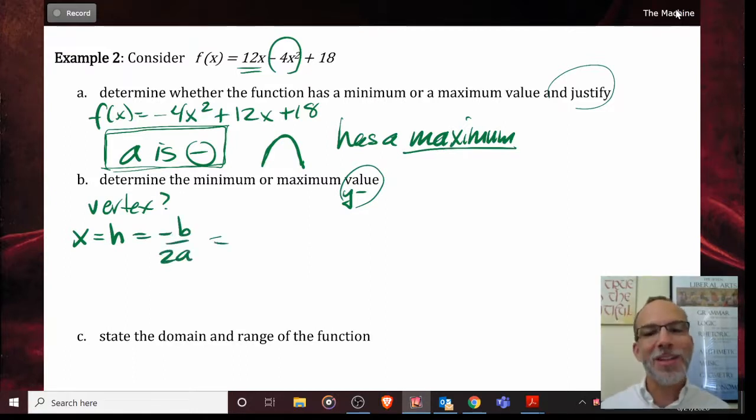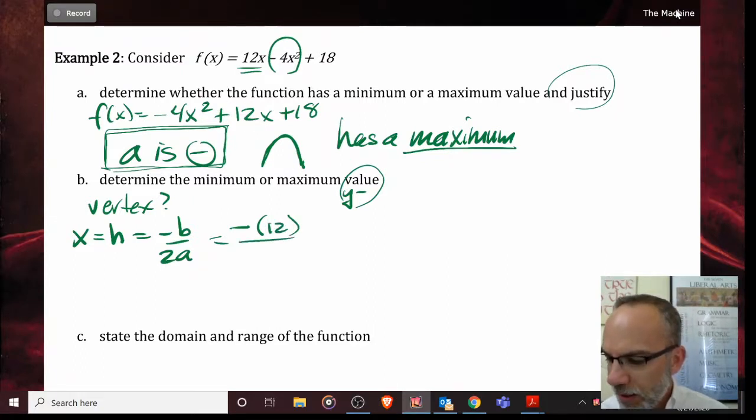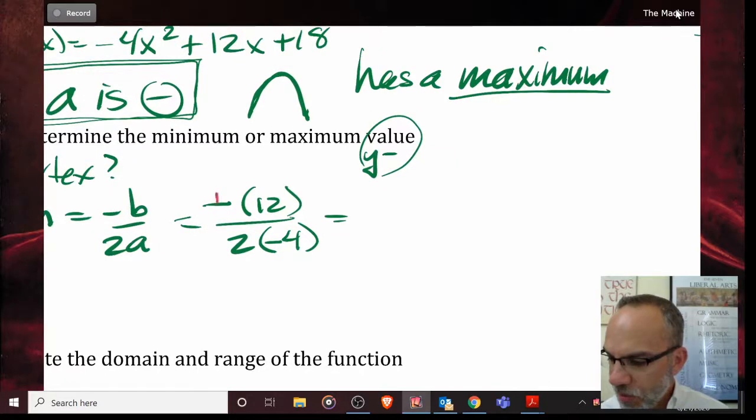Okay, now we're getting someplace. So negative b. What's b in this situation? Well, b is 12. So negative 12 divided by 2 times the a value. What's the a value? The a value is negative 4. Okay, let me simplify now. The negatives are going to cancel. I'll do that first. The 12 and the 2 are going to cancel, leaving me a 1 and a 6. But then the 6 and the 4. So in the end, what I'm winding up with is 6 and 4. Both of those are divisible by 2, so 3 over 2.